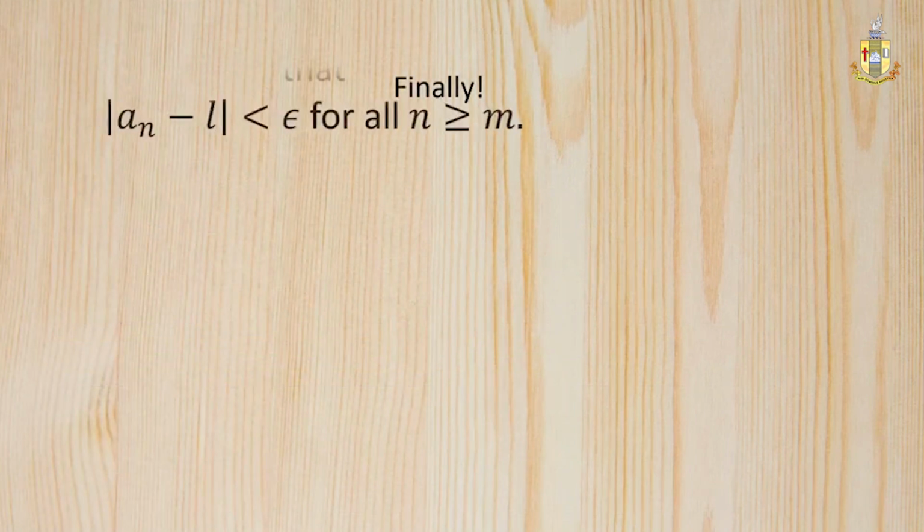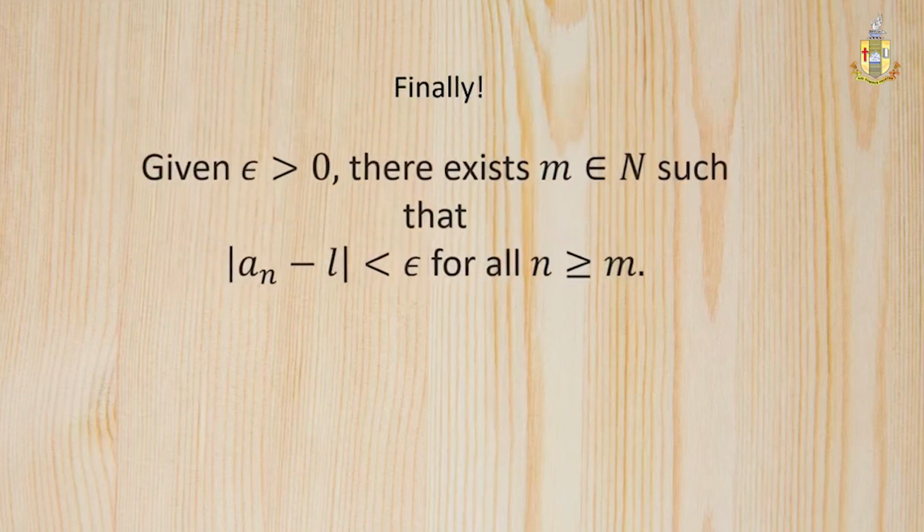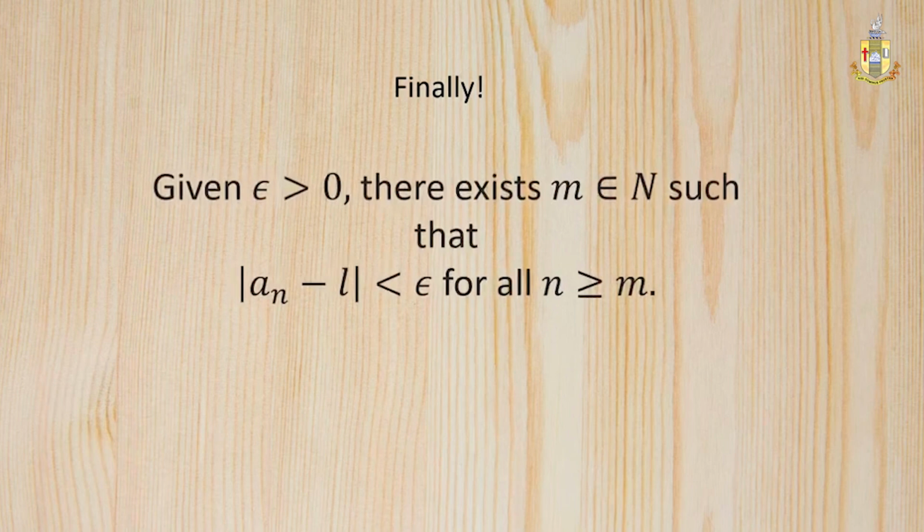It's time to define the convergence of a sequence. Let's do it. Given epsilon greater than 0, there exists a natural number m such that the modulus of a_n minus l is less than epsilon, for all n greater than or equal to m.